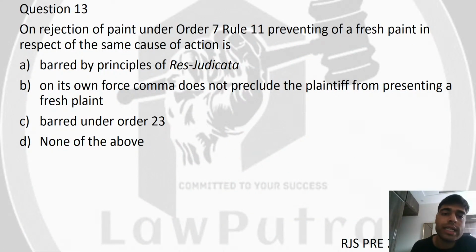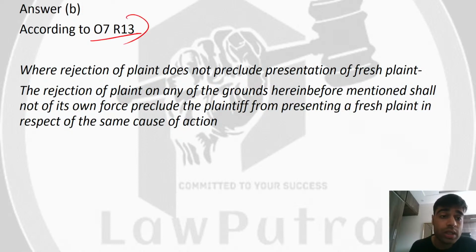Next question. On rejection of plaint under Order 7 Rule 11, preventing a fresh plaint in respect of the same cause of action is barred by the principle of res judicata, on its own force does not preclude the plaintiff from presenting a fresh plaint, barred under Order 23, none of the above. So it says that if a person has given his plaint, and due to some reason that plaint was rejected, and the grounds for rejection are given under Order 7 Rule 11, then can he institute a fresh case on the same cause of action? This is given under Order 7 Rule 13, which is answer B.